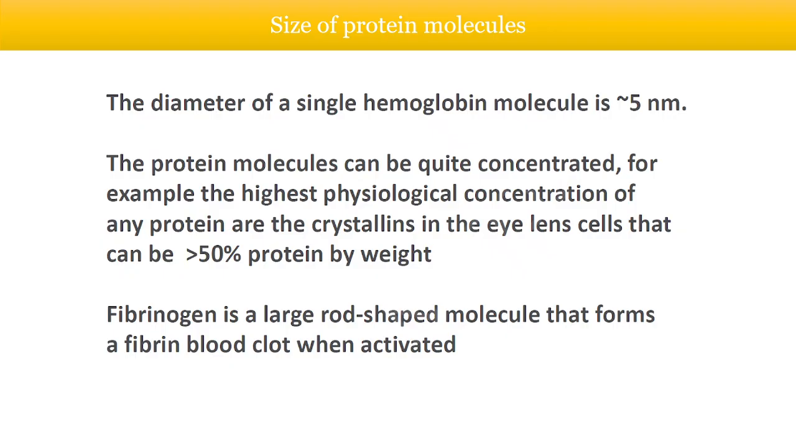The diameter of a single hemoglobin molecule is around 5 nanometers. Protein molecules can be quite concentrated. For example, the highest physiological concentration of any protein is the crystallins in the eye lens cell, which can be above 50% protein by weight. And fibrinogen is a large rod-shaped molecule that forms a fibrin blood clot when activated.